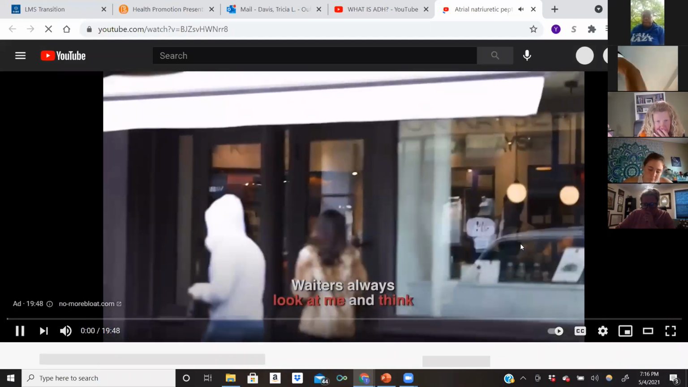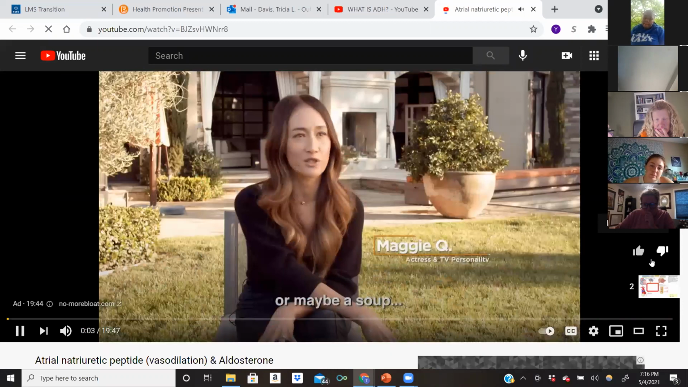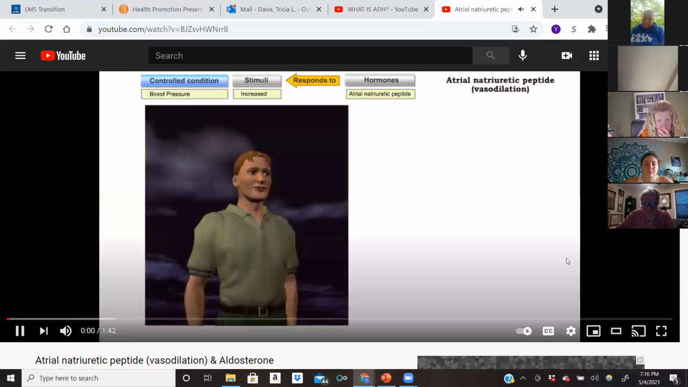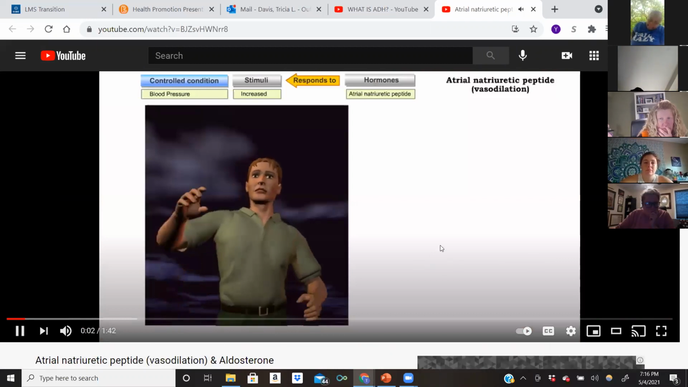Waiters always look at me and think that I'm gonna have a little salad, maybe a soup, and that'll be the whole meal. And when I do my actual order, many situations can elevate blood volume and pressure.